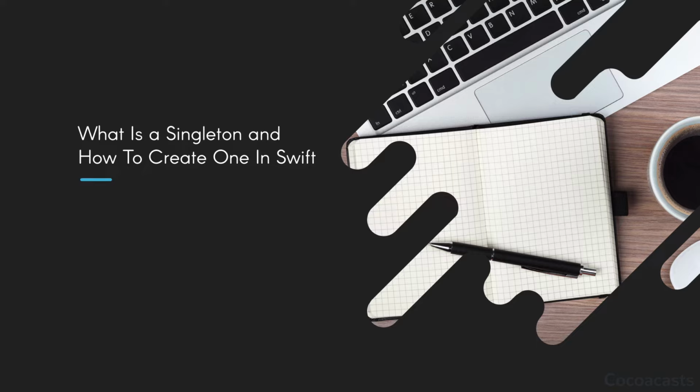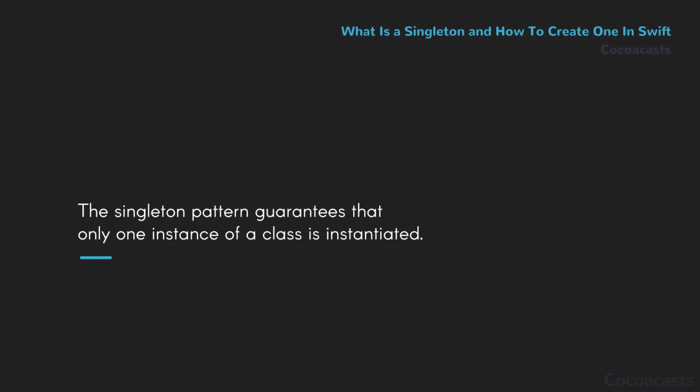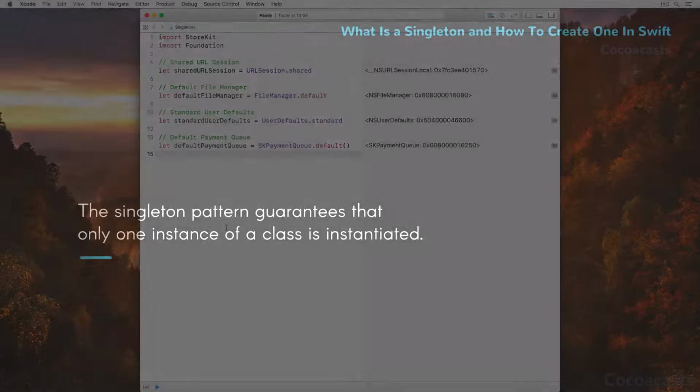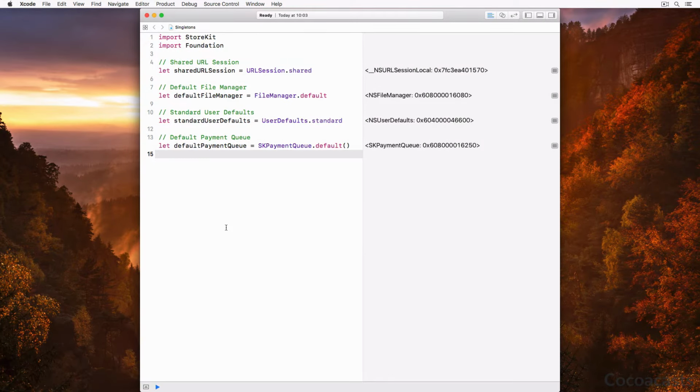Singletons are easy to understand. The singleton pattern guarantees that only one instance of a class is instantiated. That's simple, right? If you've worked with Apple's frameworks, then chances are that you've already used the singleton pattern. Take a look at these examples. They probably look familiar.